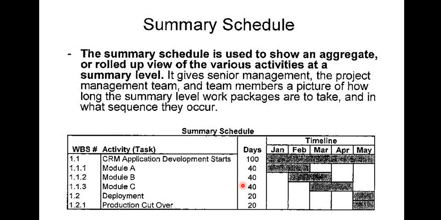So a summary schedule is used to show the aggregate or roll-up view of the various activities at a summary level. It gives senior management, the project management team, and team members a picture of how long the summary level work packages are to take and in what sequence they occur. So this is exactly what the summary schedule looks like.